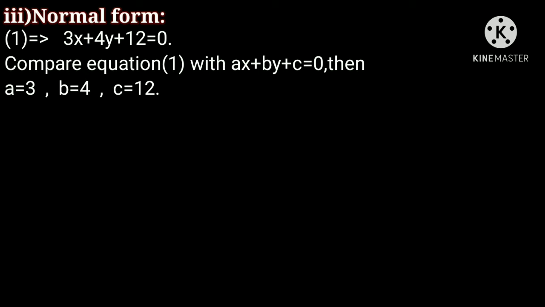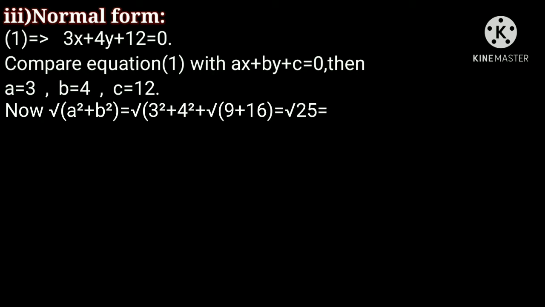For reducing the given equation into normal form, we have to find square root of a square plus b square value. Now, square root of a square plus b square equal to square root of 3 square plus 4 square, that is equal to square root of 9 plus 16. From this, equal to root 25. Root 25 value is equal to 5.